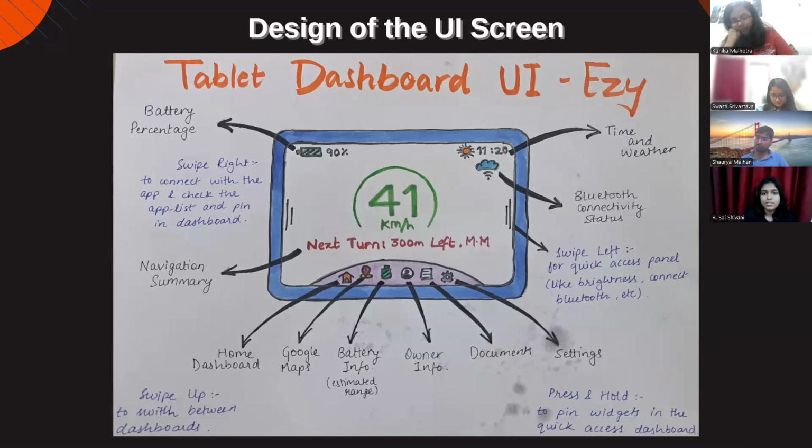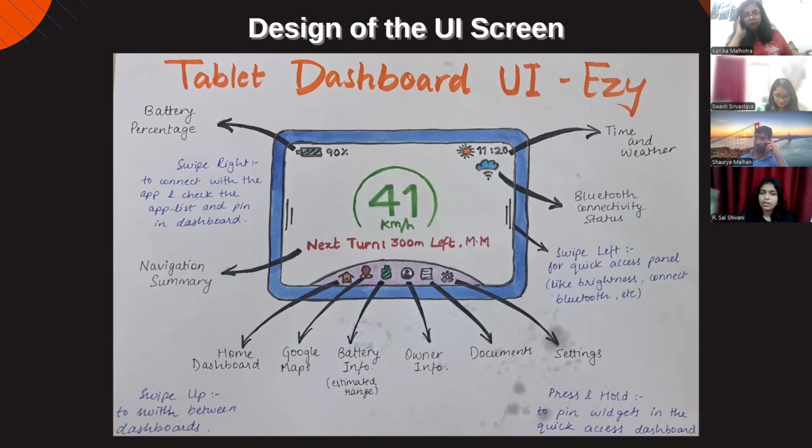So this is a model of the dashboard UI that we are planning to have for our EV scooter. In the dashboard, the most common icons will be at the bottom: the home dashboard, Google Maps, battery info, the owner info, the documents that were asked for in the upgradation settings, and also the settings icon. We can press and hold to pin the widgets in the quick access dashboard, and we can swipe up to switch between the dashboards, from home to Google Maps.